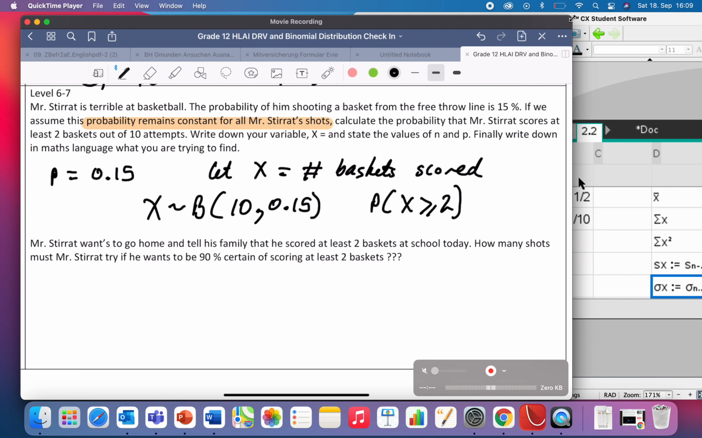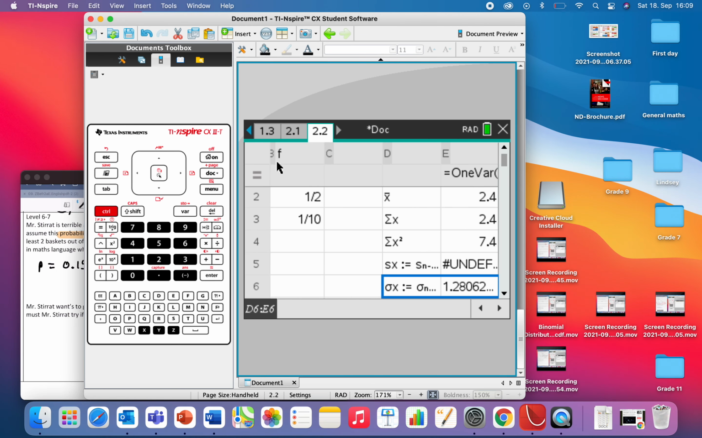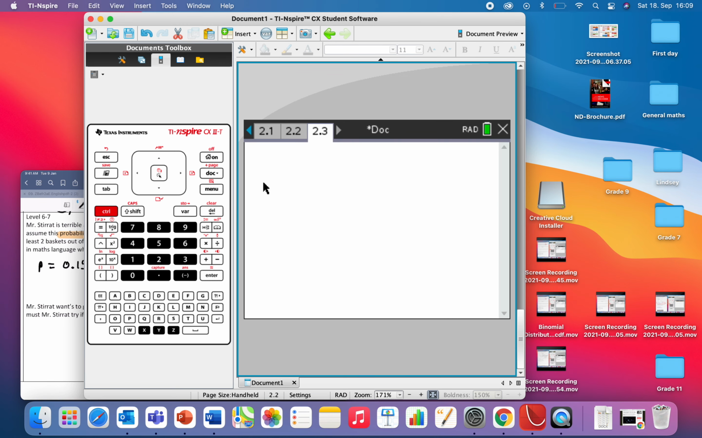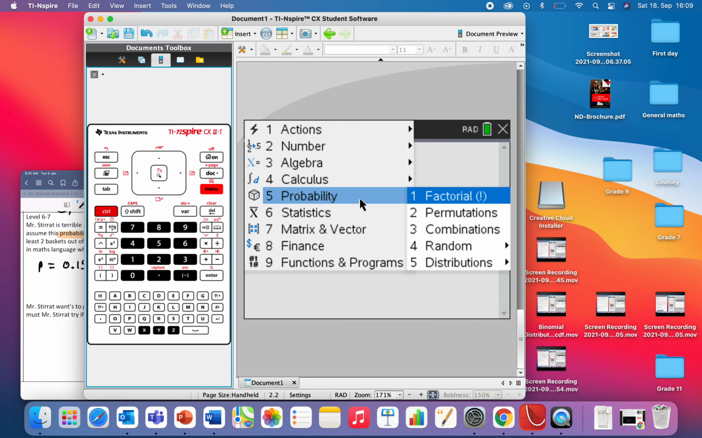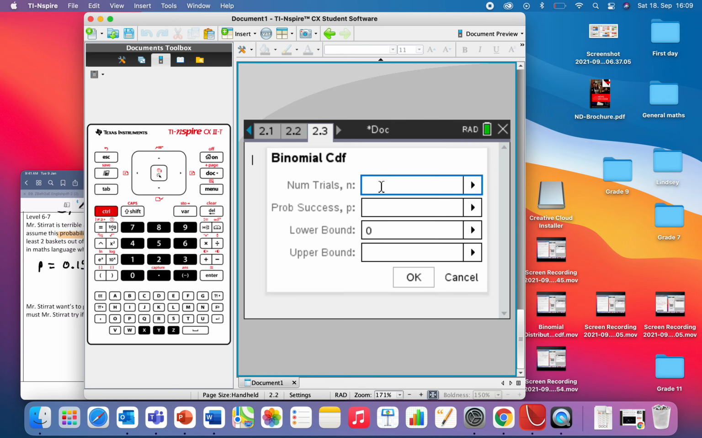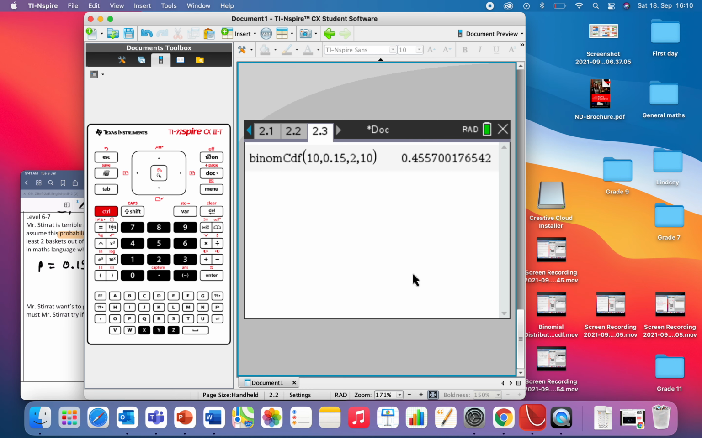So let's just go to it now. On here, doc, insert a calculator, menu, probability, distribution, and down here is binomial CDF. The number of trials is 10. Success is 0.15. Lower bound is 2. Upper bound is 10. And off we go. And so this probability is equal to 0.456 to 3 dp.